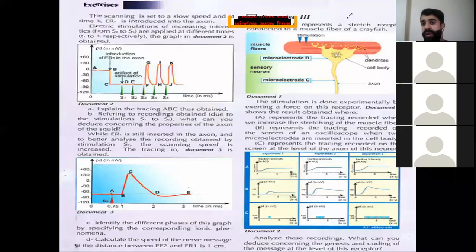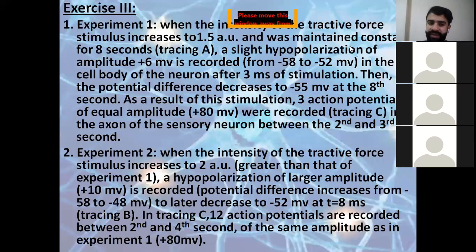So what will happen if we increase the intensity of the stretching? In experiment 2, they increased the stretching intensity to about 2 AU. In the first experiment, it was 1.5. Here we increase it by 0.5 to about 2 AU, greater than that in experiment 1, as I said. So we have hypopolarization, but this hypopolarization will be of larger amplitude.